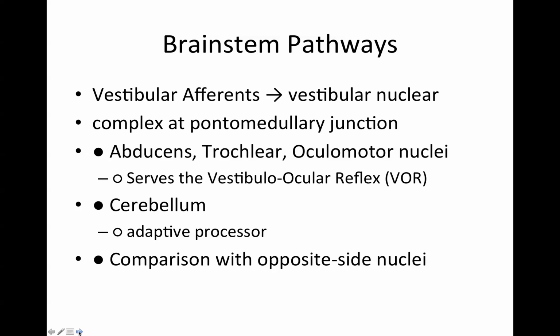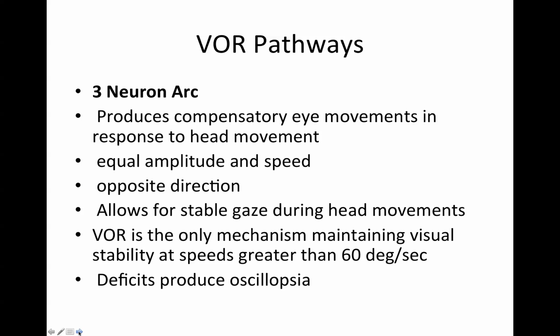You remember your brainstem pathways, your vestibular afferent nerve, your cranial nerve 8, traveling to your vestibular nucleus, which is located at the junction between your pons and your medulla. The VOR ocular motor nuclei will be your 3, 4, and 6. Oculomotor 3, trochlear 4, abducent 6. Cerebellar is more our adaptive processor, so it will make adjustments according to error signal coming in. And obviously there's going to be a comparison on both sides of your vestibular nuclei. We'll be talking to each other as well.